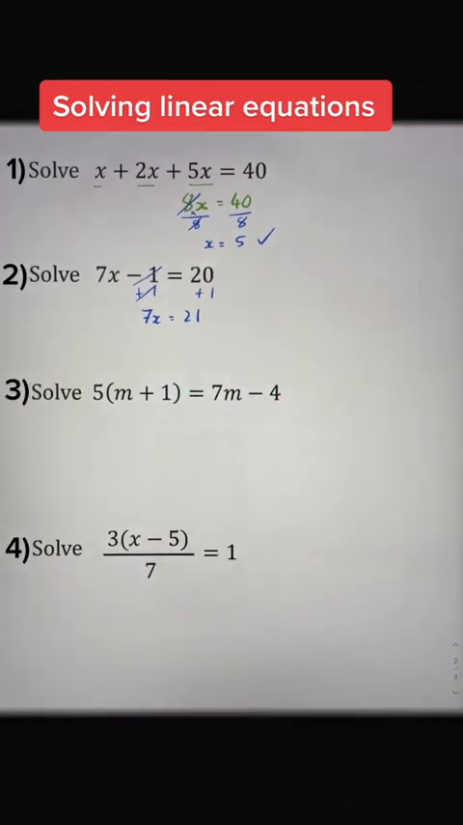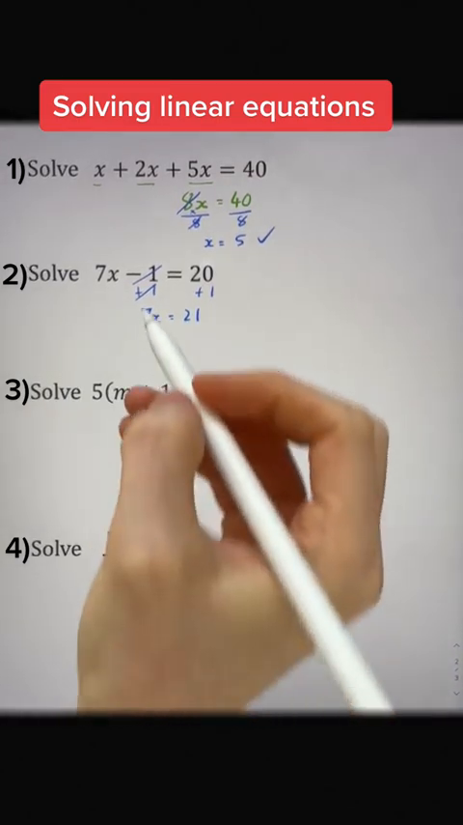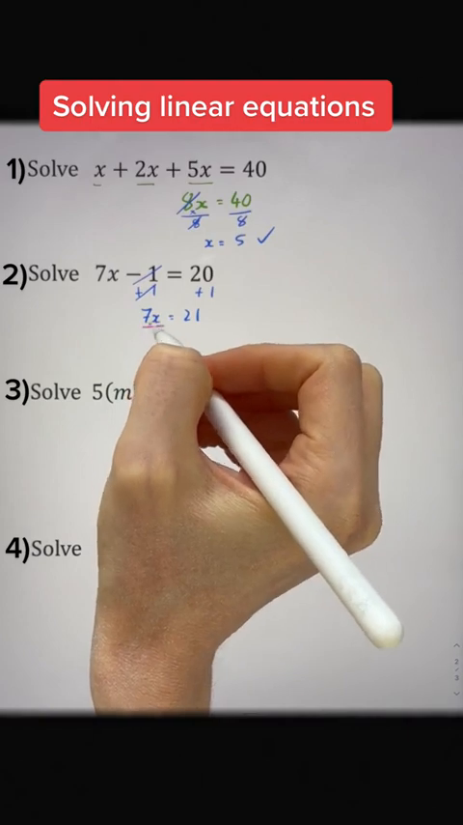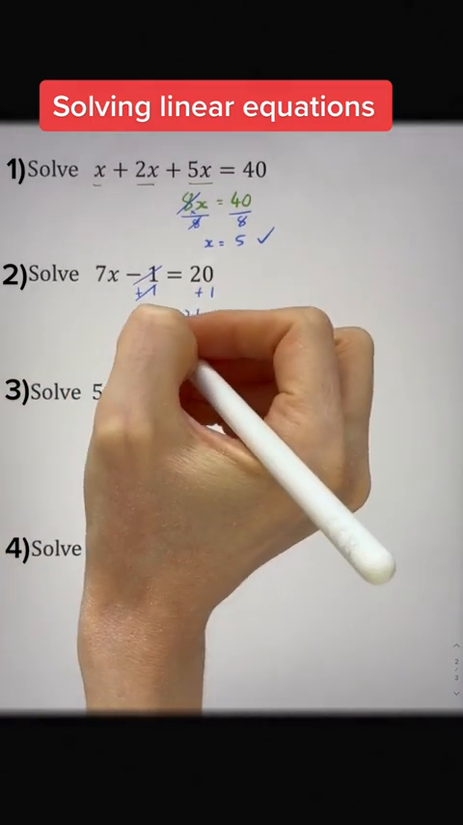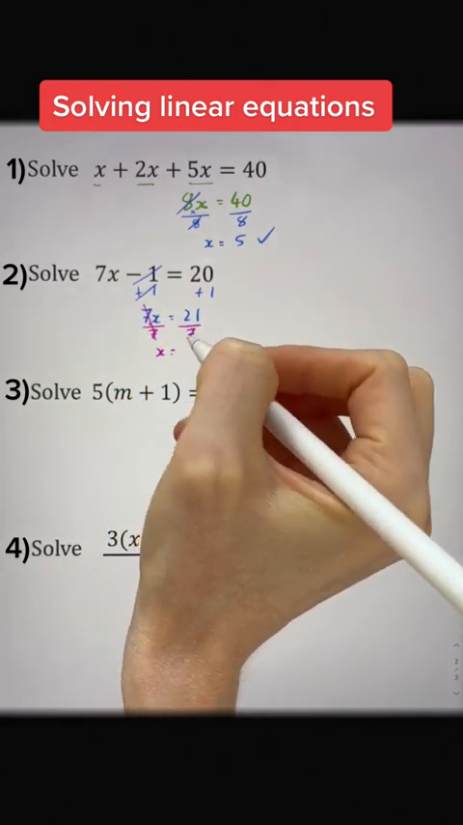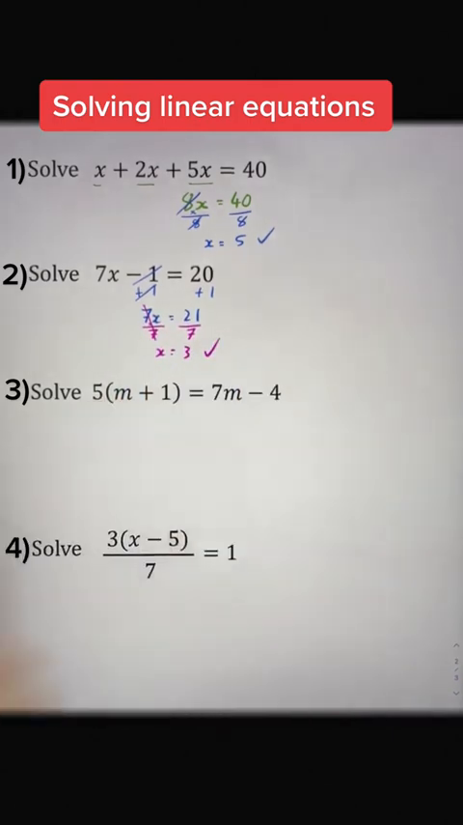7x in algebra means 7 multiplied by x. As I want to get x by itself, I do the inverse of multiply, which is to divide both sides by 7. In this case, 7 over 7 will cancel to give us just x, and 21 divided by 7 gives us 3.